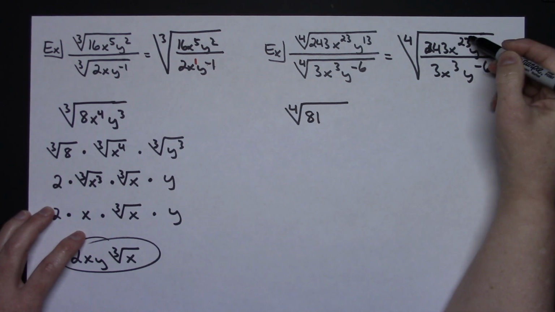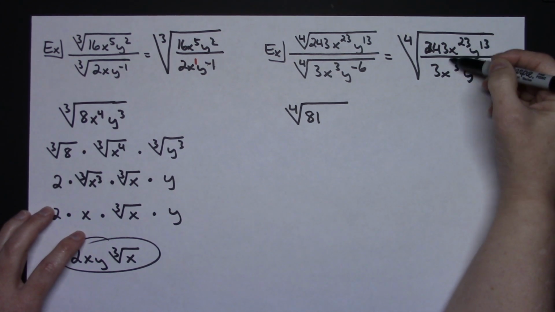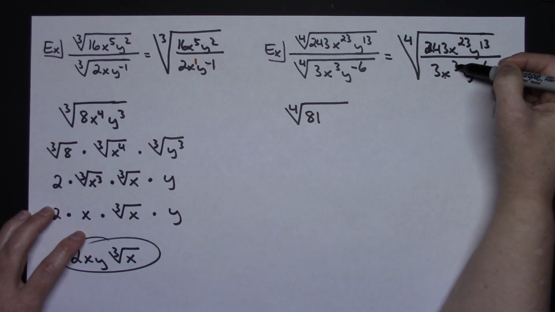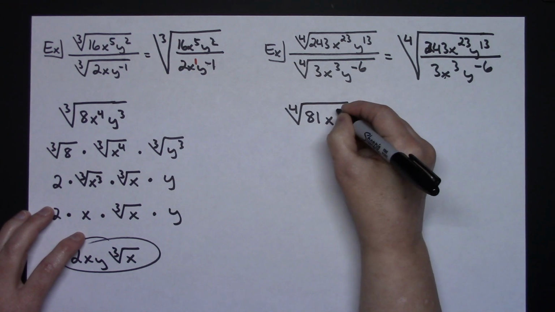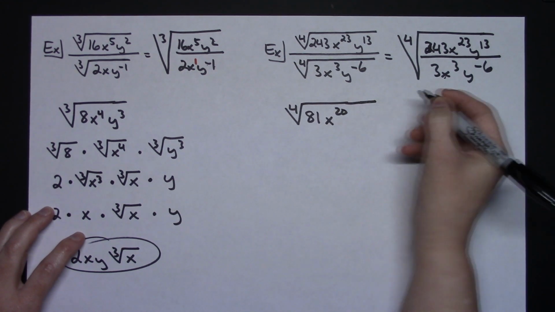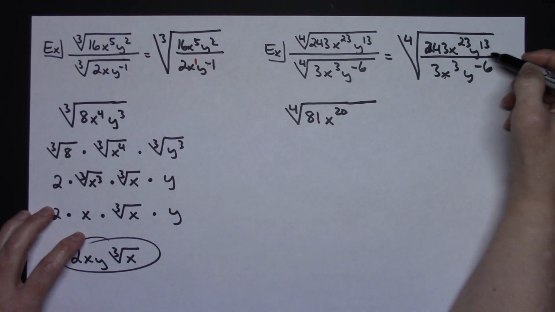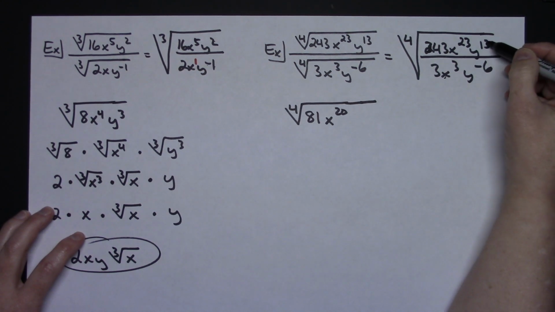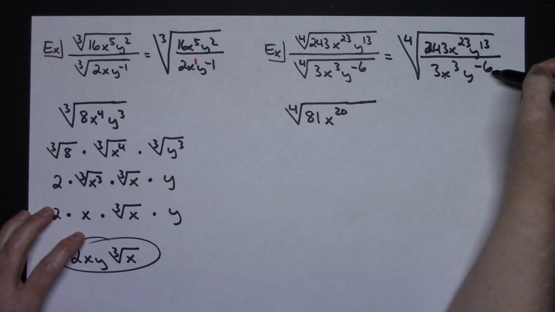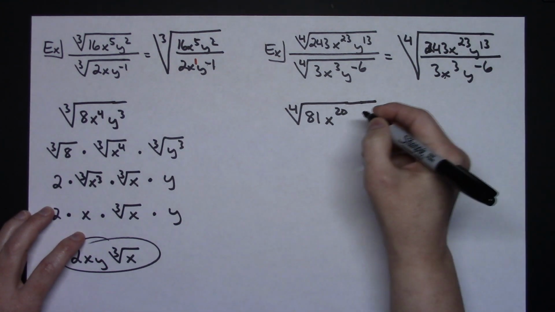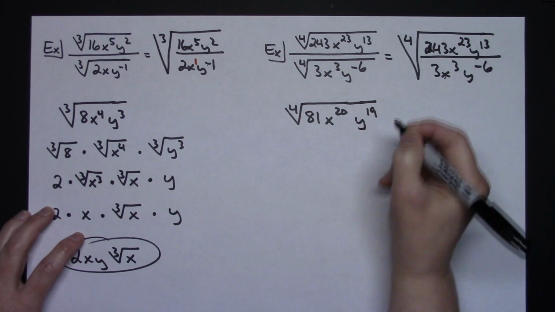Again, on the x's, I'm going to apply laws of exponents. When dividing like bases, I subtract those exponents. So 23 minus 3 is going to give me a 20. So I'm going to have an x to the 20th. Now doing the exact same thing on the y's. When dividing like bases, I subtract those exponents. So 13 minus a negative 6, that's going to be a plus, plus. That's going to give me a 19, y to the 19th.